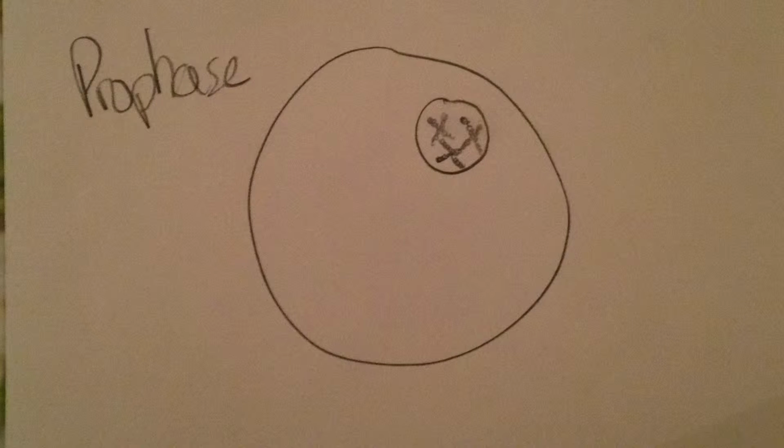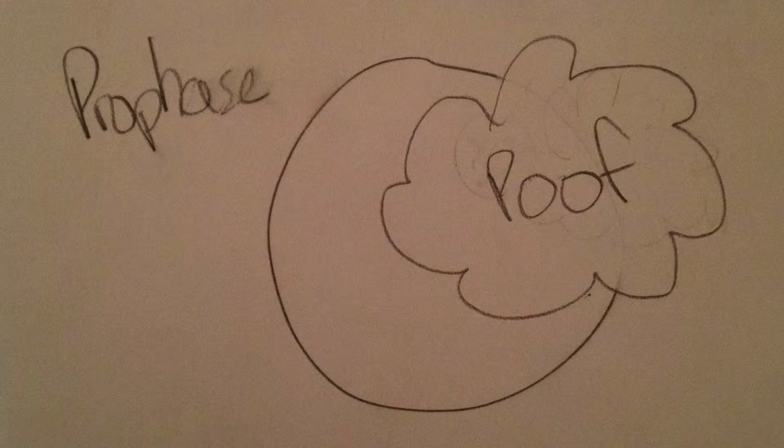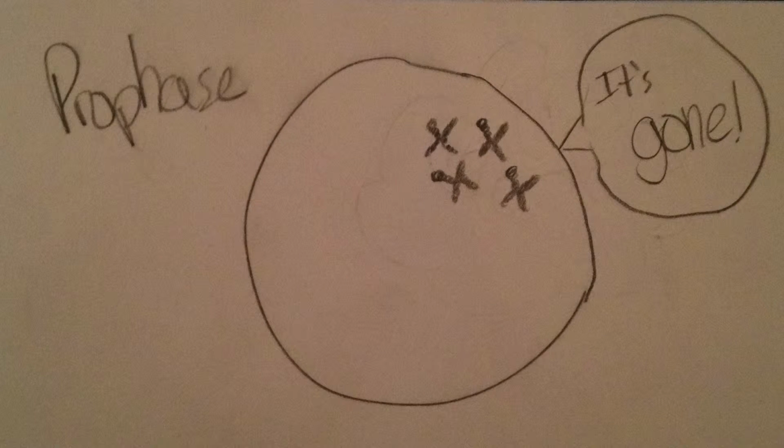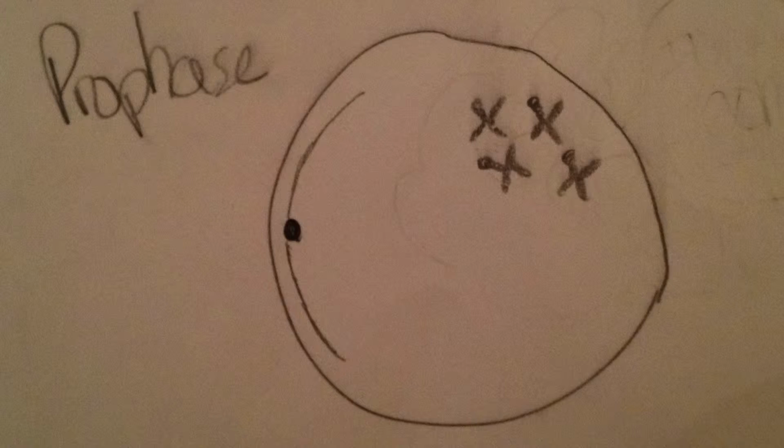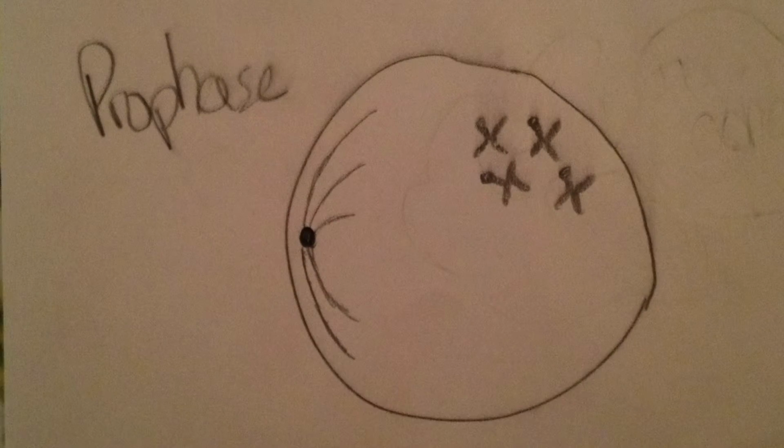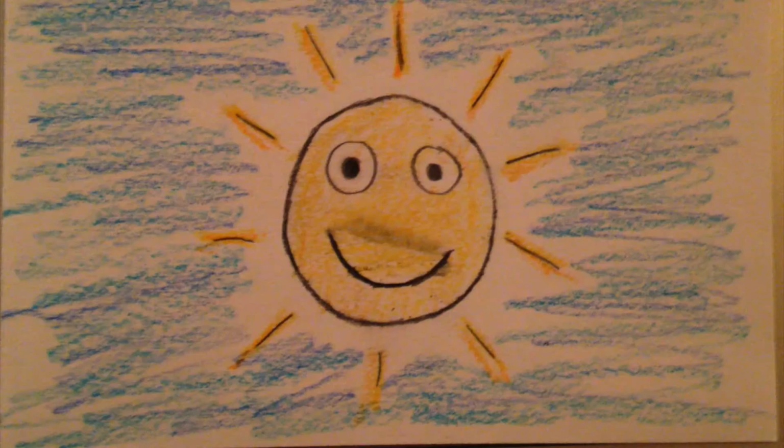So we have all the little sister chromatids all gathered together, but then the nucleus and the nuclear envelope that are surrounding them disappear. Poof! And while everything is going poof, spindles start to form on the sides. Spindles are just temporary though, they're not going to stay there forever.